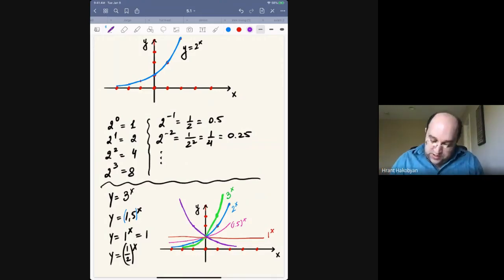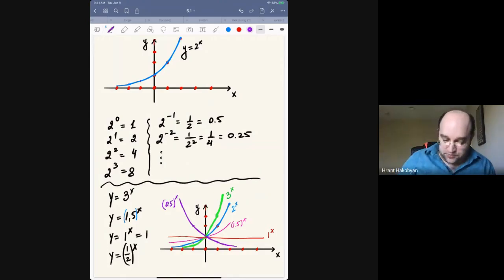So that would be an example of a function with base less than 1. If you want, I can write either 1 over 2 or 0.5 to the power x. Okay, is that clear? The point is that these are all examples of exponential functions, and you have probably heard the term exponential growth, right?